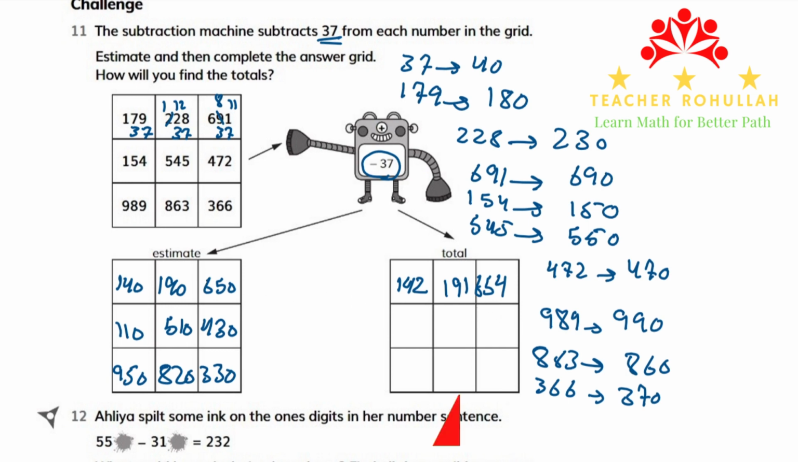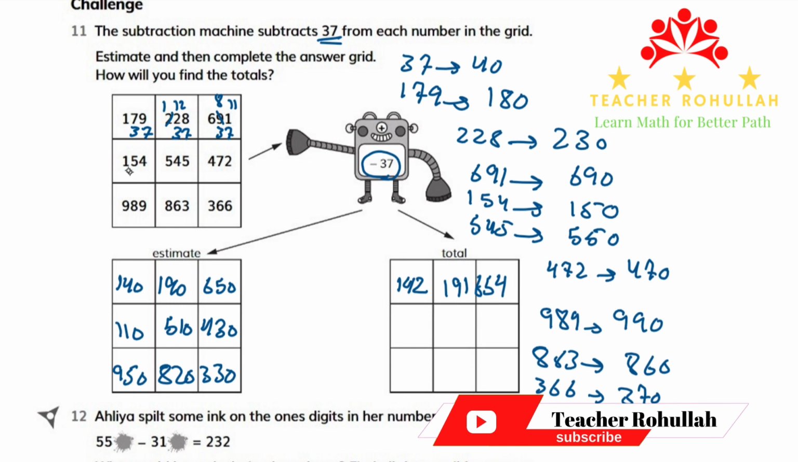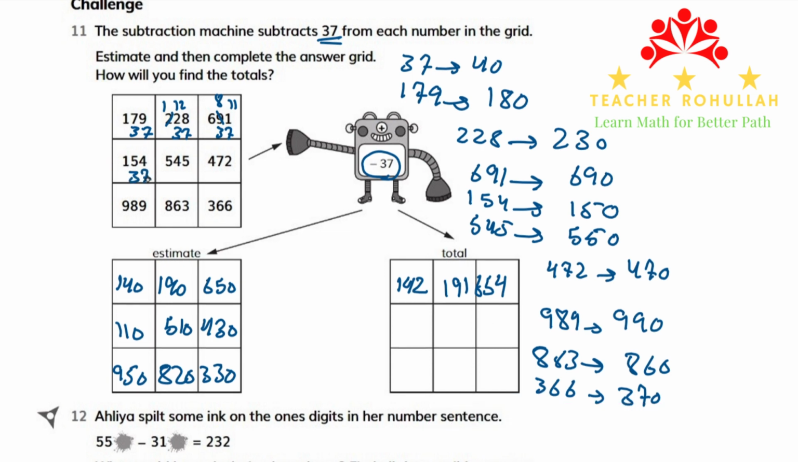We are done with the first row. In the second row from the left, the first number is 154. So 154 minus 37. We cannot subtract 7 from 4. We borrow from 5. This becomes 4, and this becomes 14. So 14 minus 7 is 7. And 4 minus 3 is 1. And 1 minus nothing is 1. The answer is 117. The second number on this row is 545 minus 37.